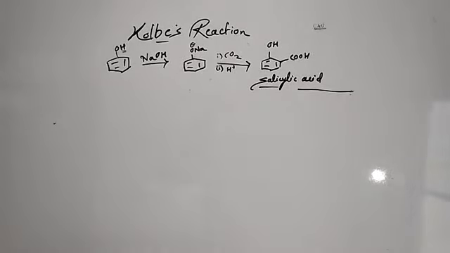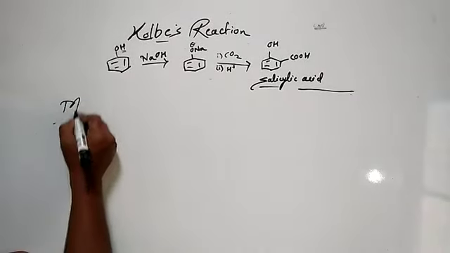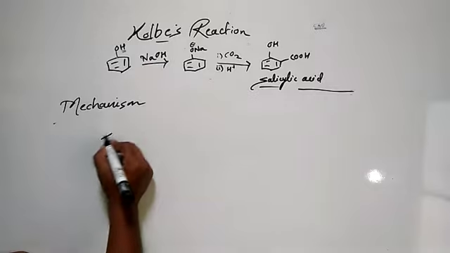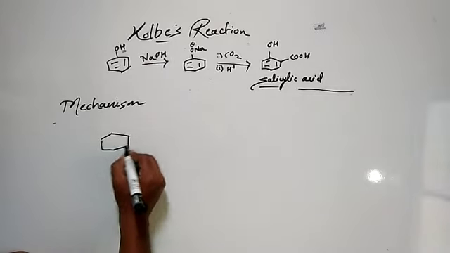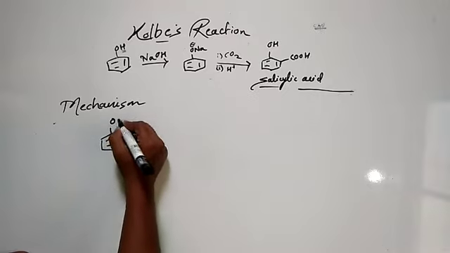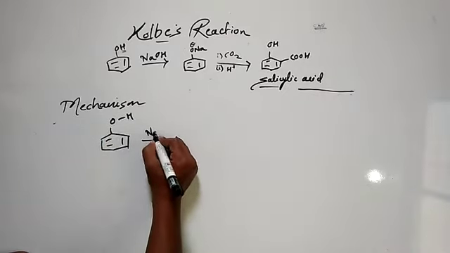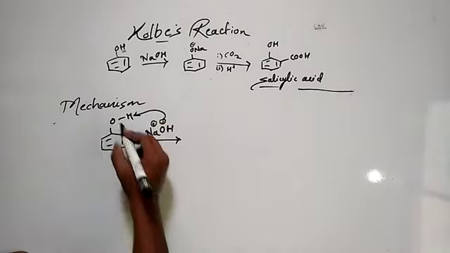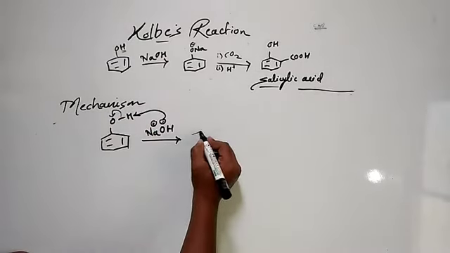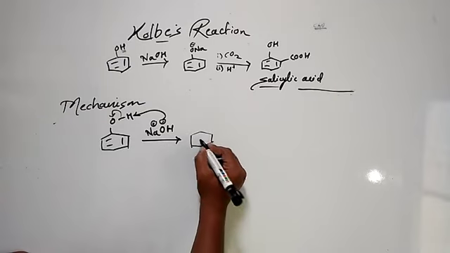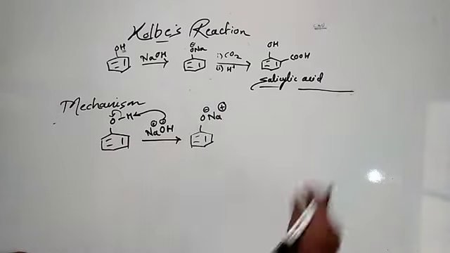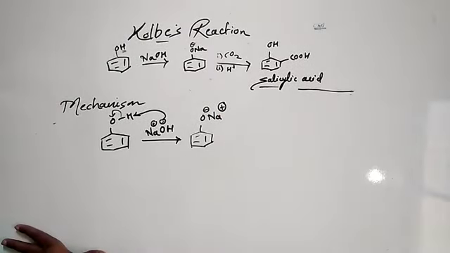So this is for the reaction, this is for the Kolbe's reaction. Now we'll go for its mechanism. Let's see how the mechanism goes. First thing we have to do is take phenol. Here is your phenol, OH, go with NaOH. It's plus, it's minus, so it will take your proton and will make it an O minus, which we can write with sodium as a counter ion, which we call sodium phenoxide.